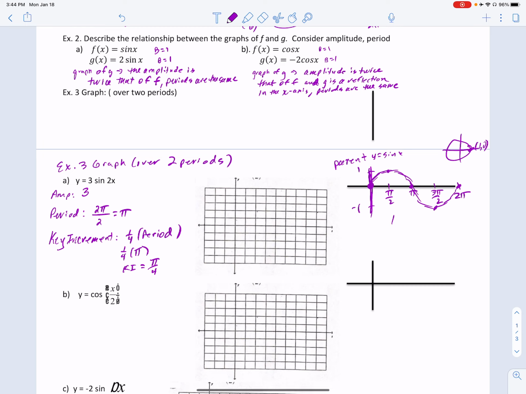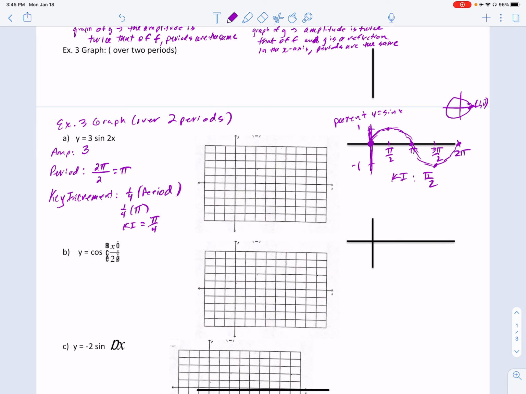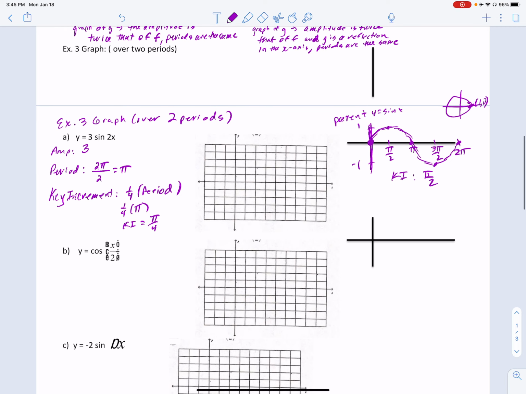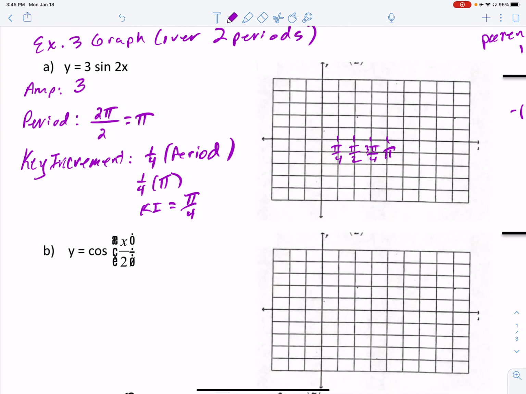Meaning in the parent function, the key increment is pi halves. So we're going to hit the 0, the 1, the 0, the -1, and the 0 as we go by the key increment. And on this one, the key increment is pi-fourths. What we're going to want to do is grid this up: pi-fourths, then 2 pi-fourths is pi-halves, and then we have 3 sets of pi-fourths, and then 4 sets of pi-fourths, which is our entire period.